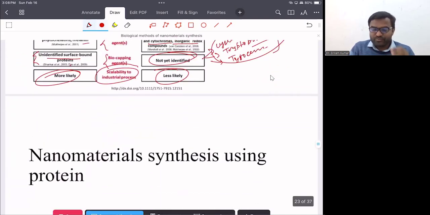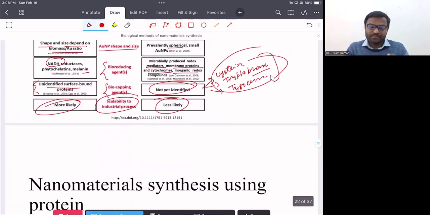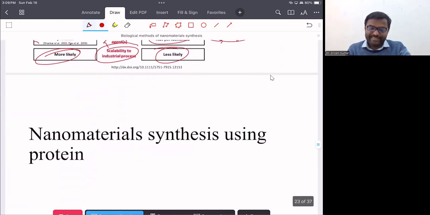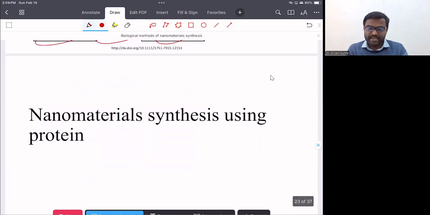Okay, so today we learned the mechanism of nanomaterial synthesis using bacteria and fungi. And tomorrow we will learn nanomaterial synthesis using proteins and biotemplate-based nanomaterial synthesis.